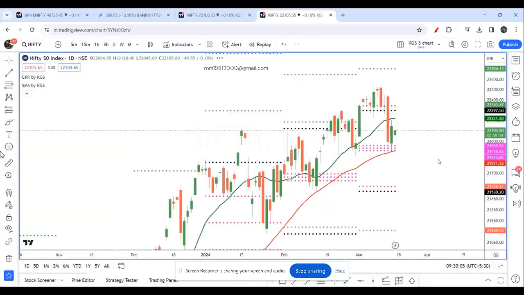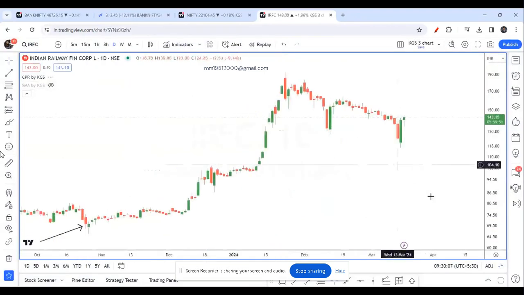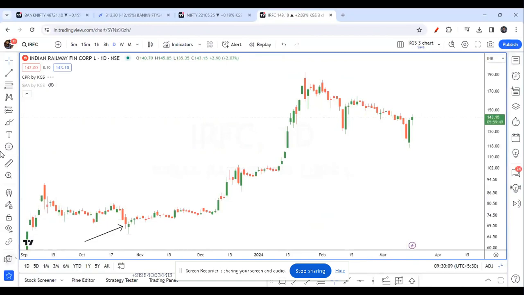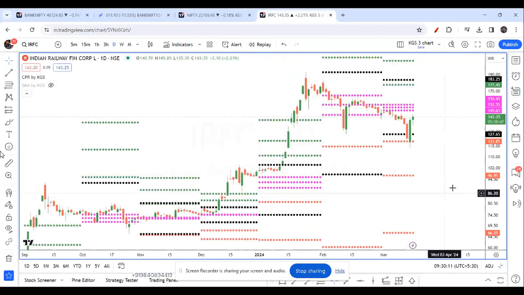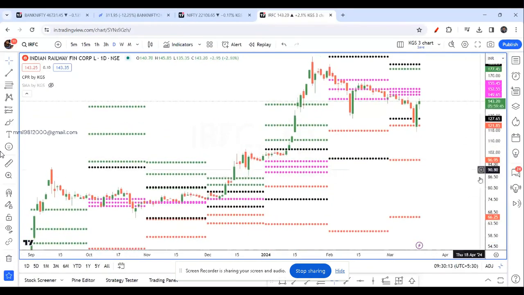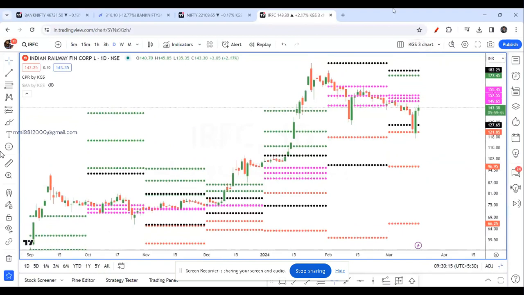Now let me show you IRFC. Now look at IRFC. I'm showing the daily chart with monthly CPR. As I said earlier, this is applicable in all the time frames. Questions like whether I should look only at 5 minutes or only at the daily chart should not come. All the strategies which we discussed in all these 5 days are applicable in all the time frames.